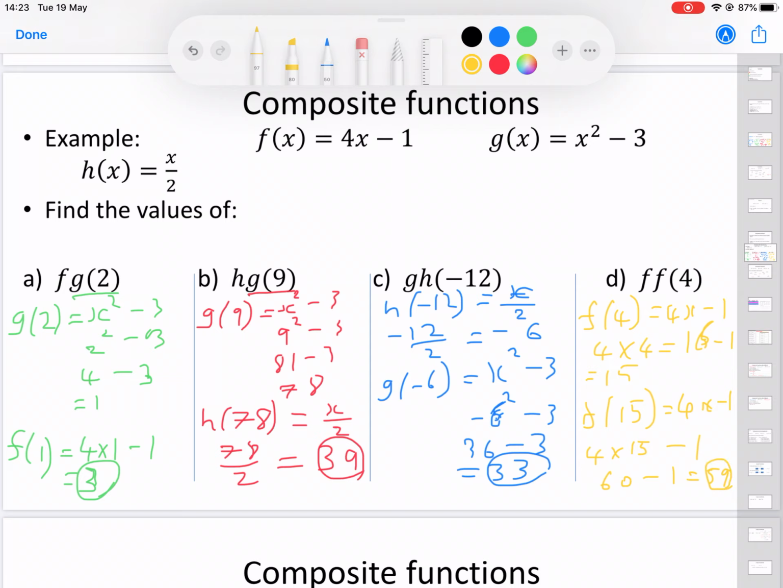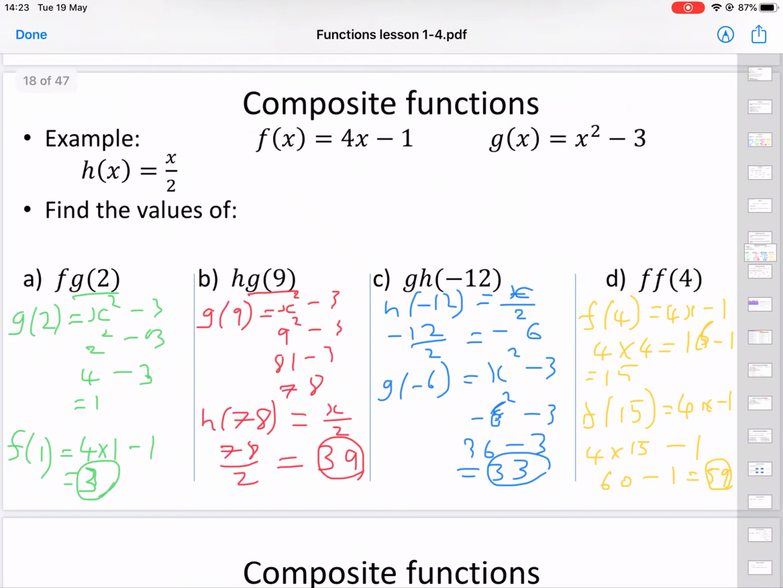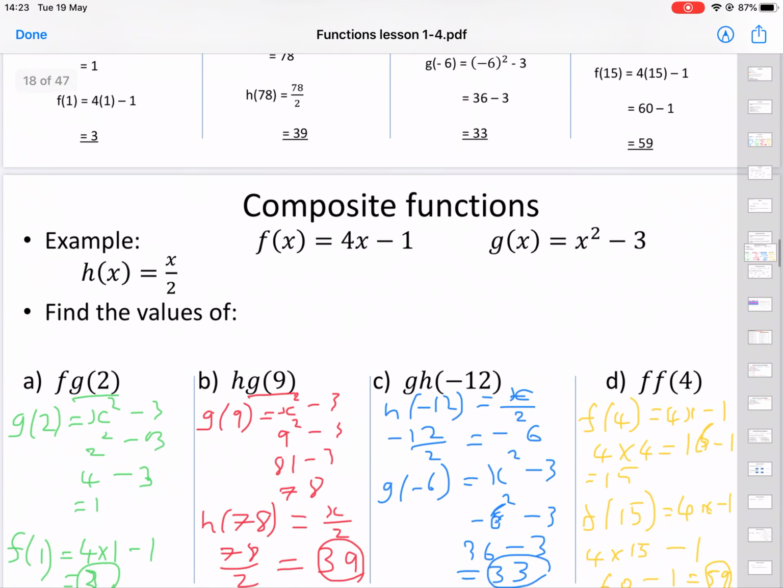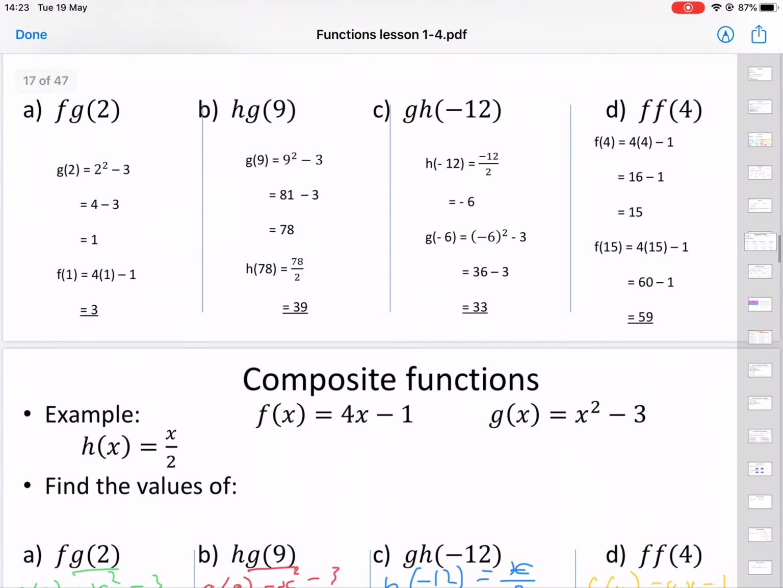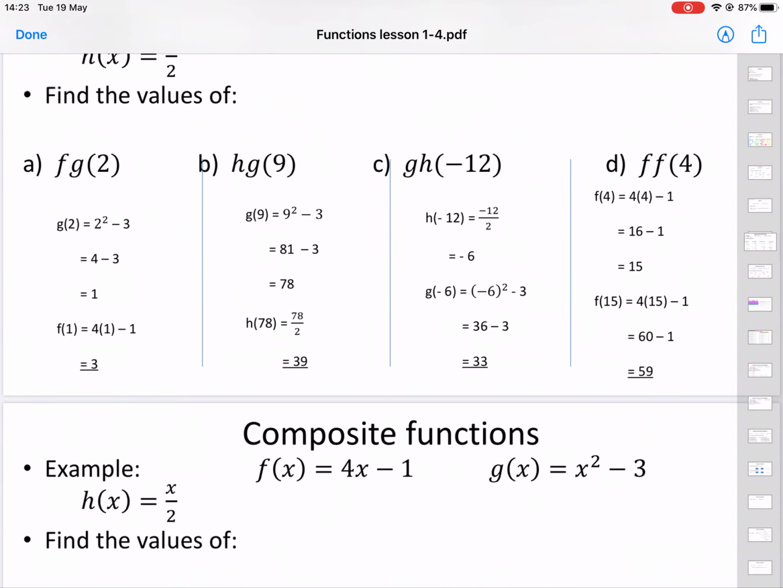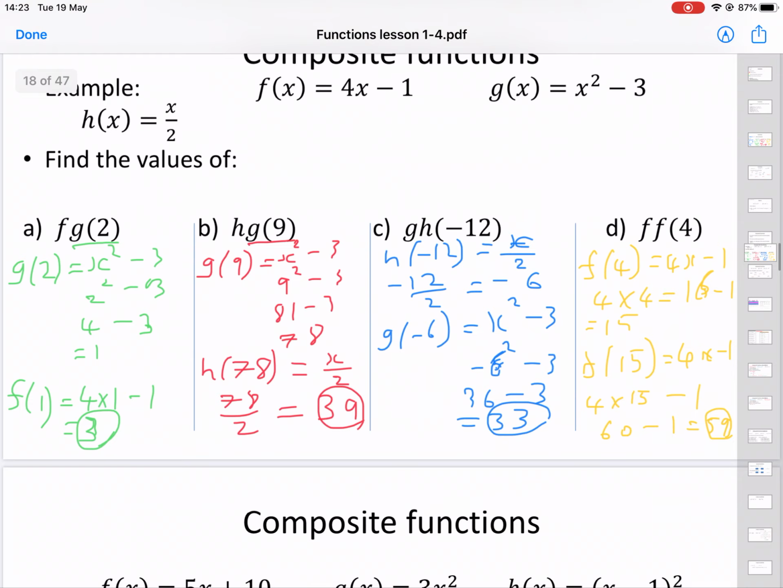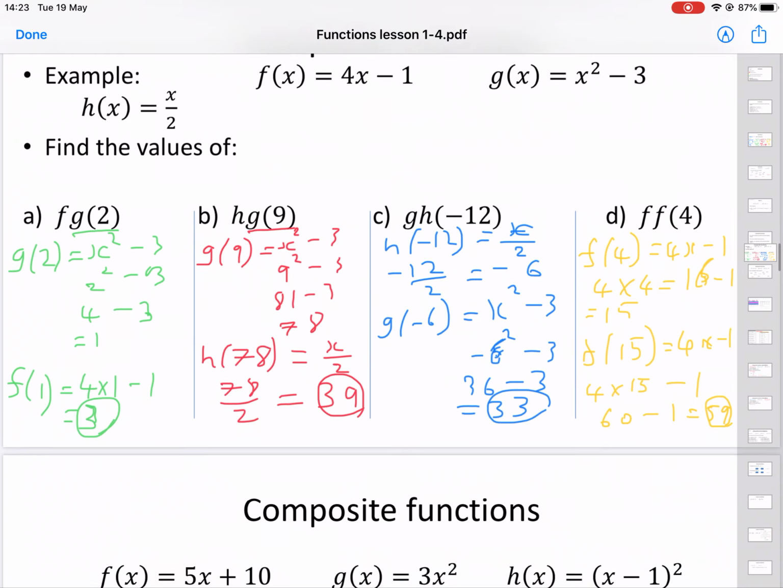Okay, and that's it. So there are 4 examples for you, and hopefully they match up with the answers there. That's just it typed out in a different format. Hopefully that makes sense with those 4 examples.